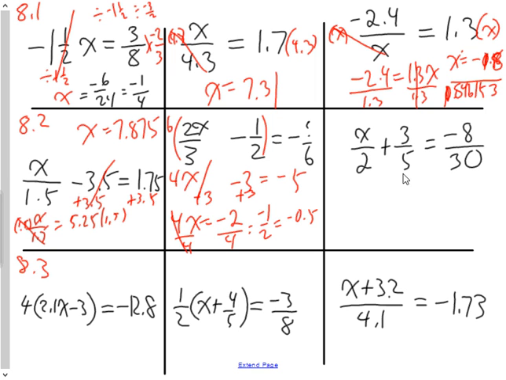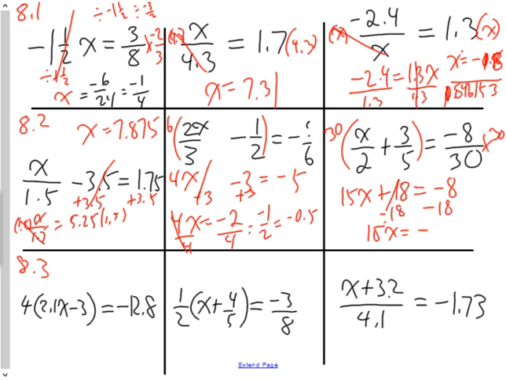So I'm going to multiply both sides by 30. And that should take equivalency. This is going to be 15x plus 18 equals negative 8. Oh, I know where I made my mistake, right here. I subtracted 18 from both sides. I know what I got wrong. It's 15x equals negative 26.